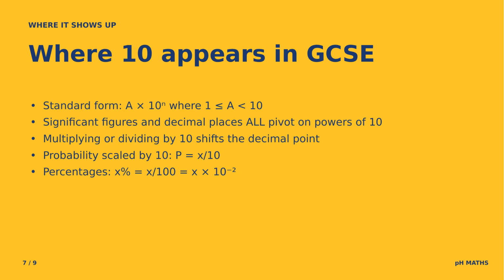Where 10 appears in your exam: standard form. Every number in standard form looks like a times 10 to the n, where a is between 1 and 10. Significant figures and decimal places all pivot on powers of 10. Multiplying or dividing by 10 shifts the decimal point. Probability questions sometimes use scales of 10. Out of 10, p equals x over 10. And every percentage is x over 100, which is x times 10 to the minus 2.